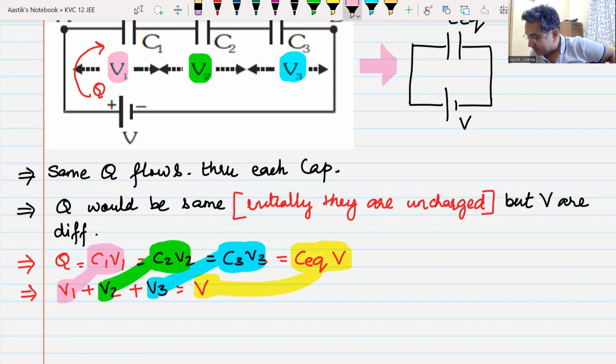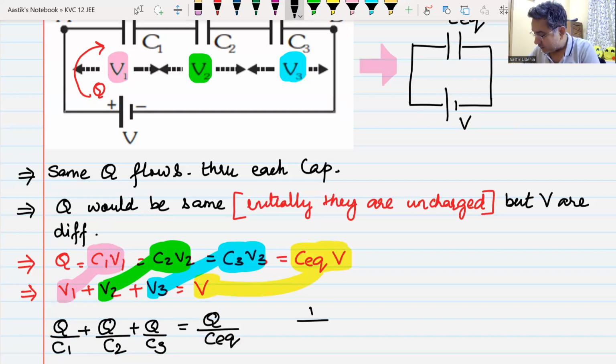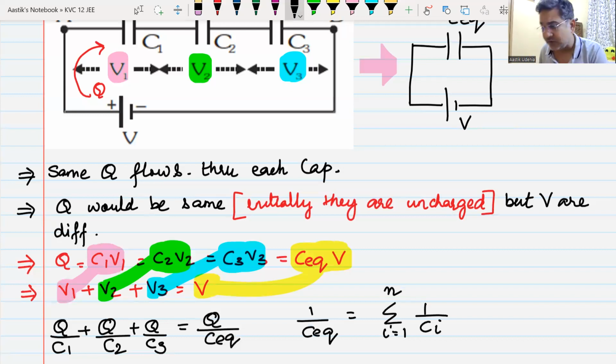Do we understand this? Understanding, sir. So at the end, on the right hand side, I have Q divided by C equivalent. Then on the left hand side, I will have Q divided by V1 plus Q divided by V2 plus Q divided by V3, and I am also writing everything as Q divided by C1, Q divided by C2, plus Q divided by C3. And that is how I end up with the value of C equivalent. 1 by C equivalent becomes the summation of 1 by Ci, i taken from 1 to n. This type of combination of capacitors is known as the series combination.